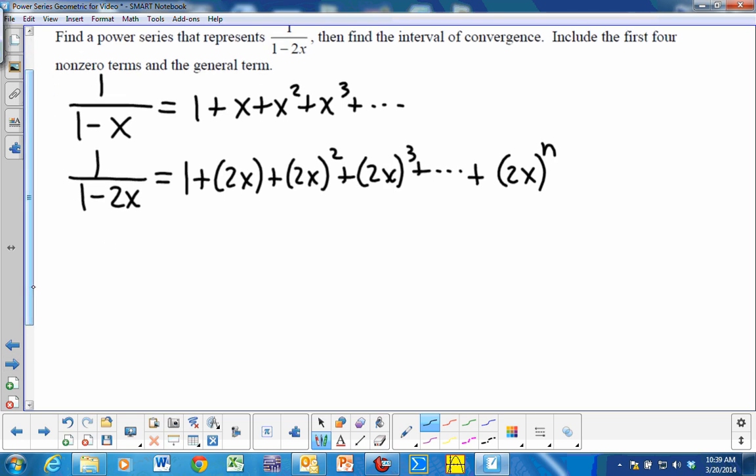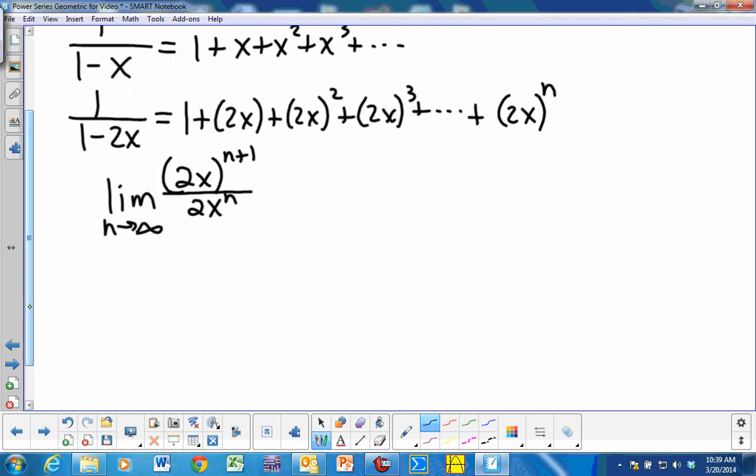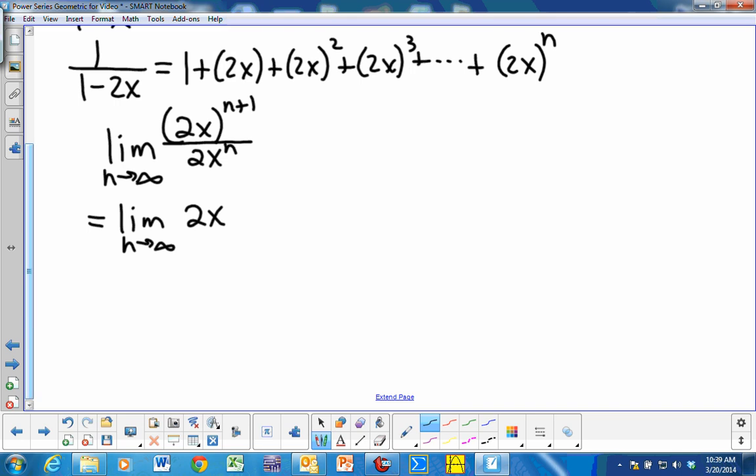So if we want to find the interval of convergence, let's take the limit as n goes to infinity of (2x) to the n plus 1 divided by (2x) to the n, because you want the n plus 1 term divided by the nth term. So we take the limit and we subtract your exponents, and you're just going to get a 2x. We should have done absolute value, this is basically a constant, so we get the absolute value of 2x. Now we want to know, when is that less than 1 in order for it to converge.